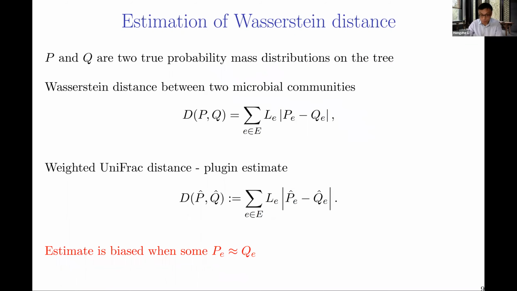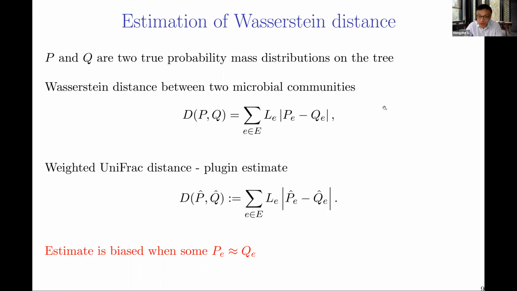As I mentioned, you have your probability mass distribution. You have a true probability distribution of the reads on the tree, and I have my distribution of the sequencing reads on the tree. Think of 2 true probability mass distributions denoted by P and Q. Then one way to define the distance between your microbial community and my microbial community, taking into account the structure of the tree, is to calculate the so-called Wasserstein distance between the 2 microbial communities.